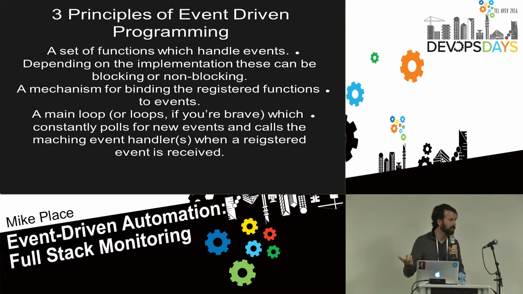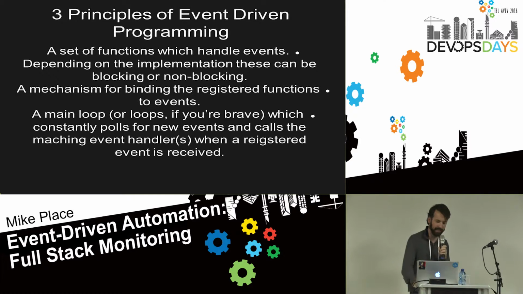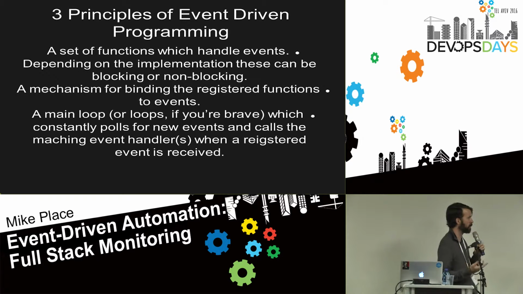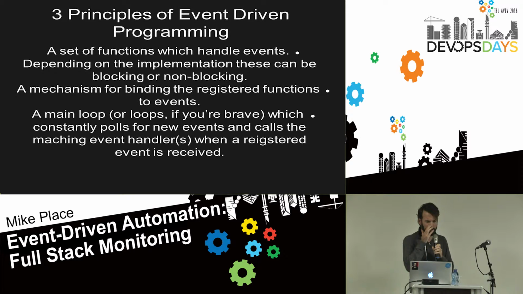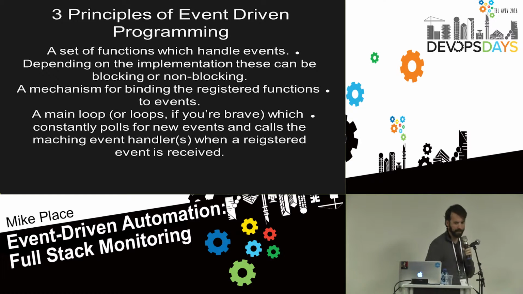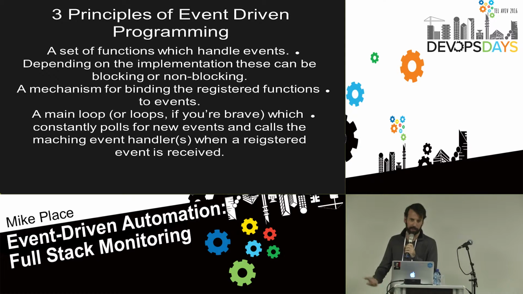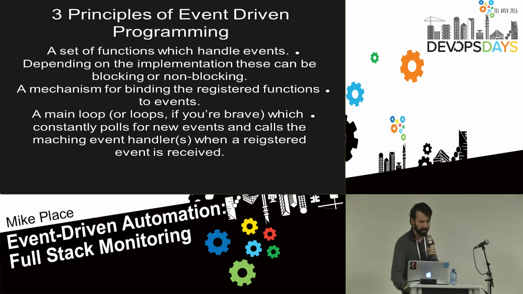First, you have a set of functions which can handle events, right? Depending on the implementation, these can be blocking, they can be non-blocking, what have you. You need a mechanism for binding registered functions to events, right? And last, you need a main loop, or loops if you're very brave, which can consistently poll for new events and call matching event handlers that can take action whenever an event is received.